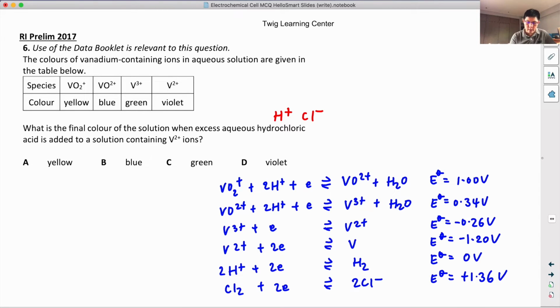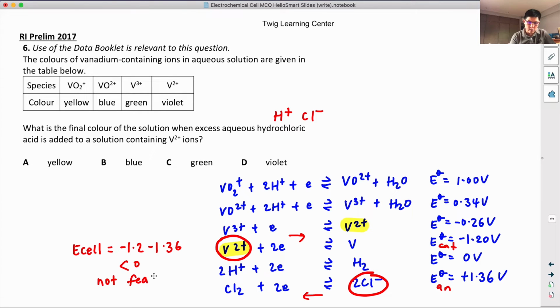Vanadium, there are 2 parts to it. There's over here and here. Can you see that? If I chose Cl-, I must always choose the ions on the opposite side. So if I chose Cl- over here, I must choose V2+ over here. So what is my E cell? This will be my cathode, and this will be my anode, because this one has to undergo reduction, and this must undergo oxidation. So it will look like minus 1.2, minus 1.36. This is definitely less than 0, which means the reaction is not feasible.